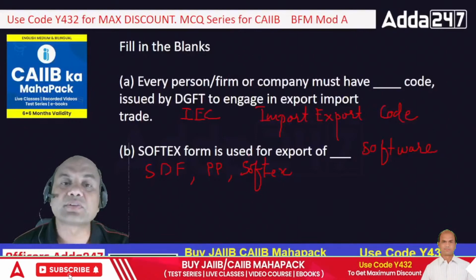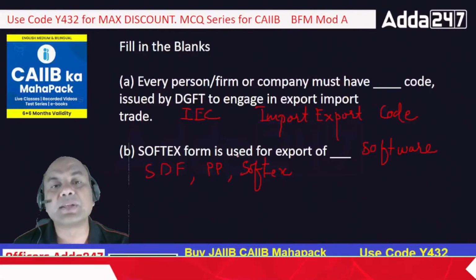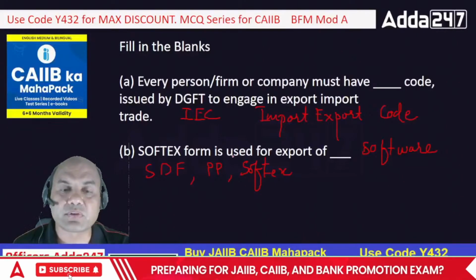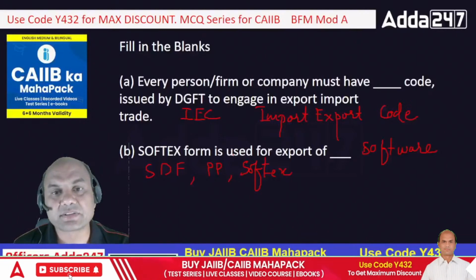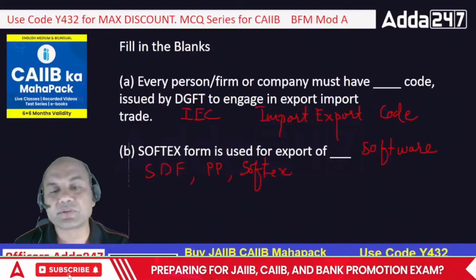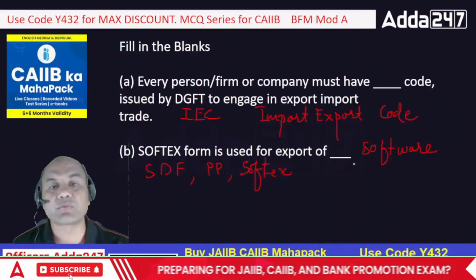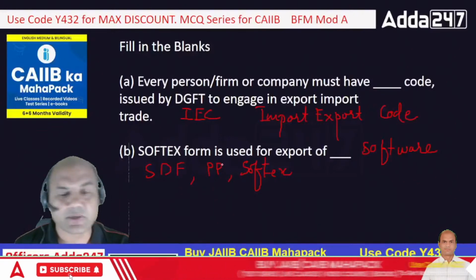So if I have the Softex form already declared to the government, or once the money is received I declare that Softex form to the government, then I will be saved in that case. Otherwise it will be considered as illegal money received. So Softex form is used for the export of software. For others, it is SDF and PP, post parcel.